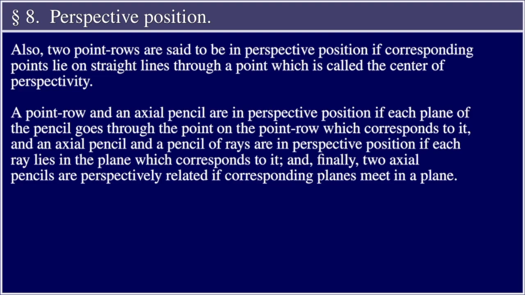A point row and an axial pencil are in perspective position if each plane of the pencil goes through the point on the point row which corresponds to it, and an axial pencil and a pencil of rays are in perspective position if each ray lies in the plane which corresponds to it. And finally, two axial pencils are perspectively related if corresponding planes meet in a plane.